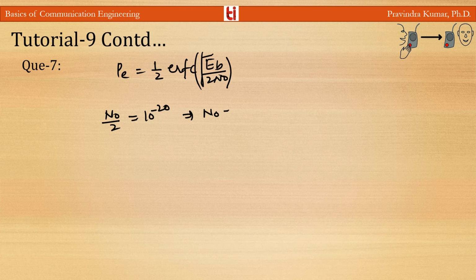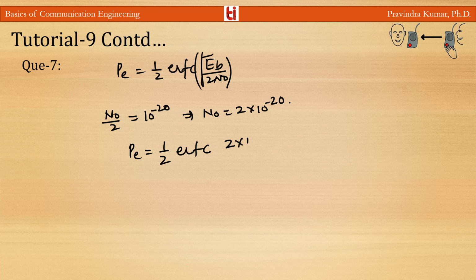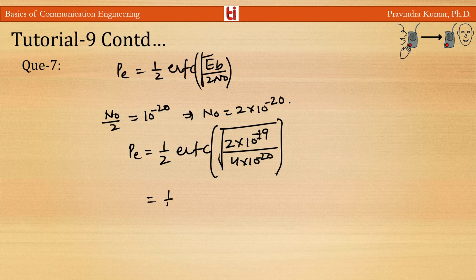So from here N naught will be 2 into 10 to the power minus 20. So the average probability of error will be 1 by 2 ERFC of 2 into 10 to the power minus 19 divided by 4 into 10 to the power minus 20, and from here it will be 1 by 2 ERFC under root 5, which is approximately 0.85 into 10 to the power minus 3.